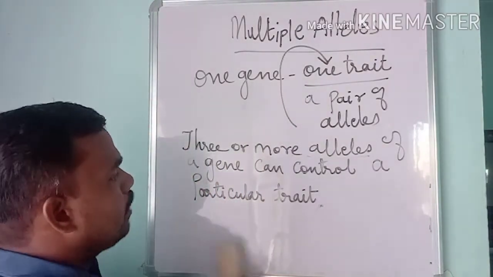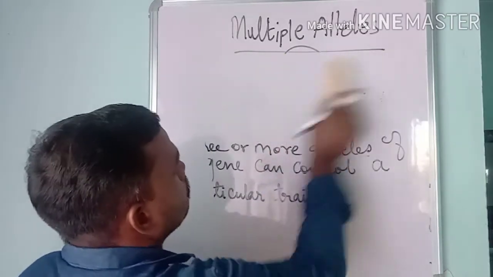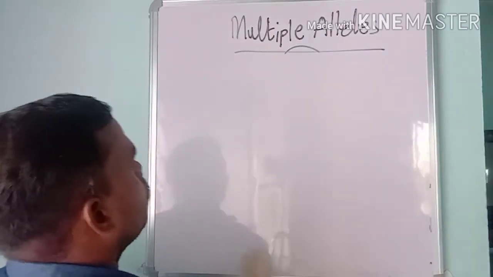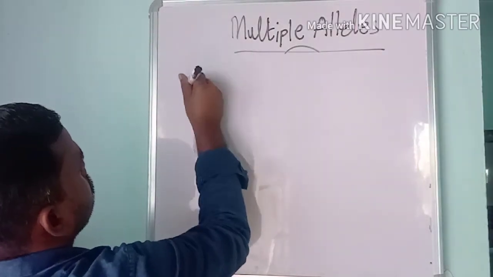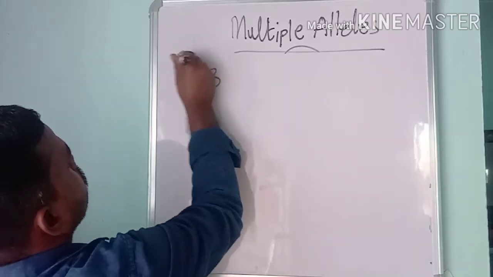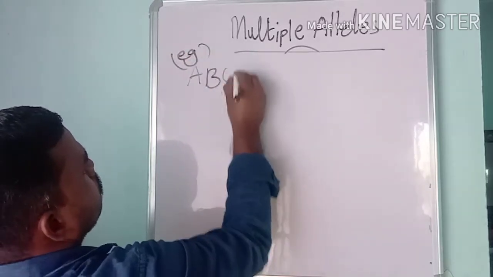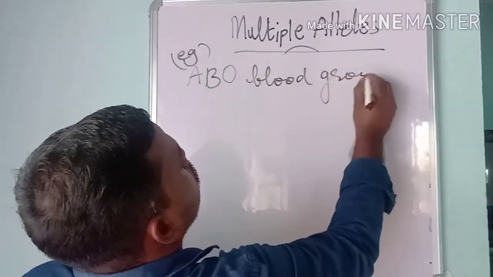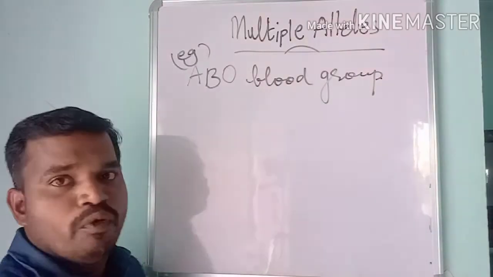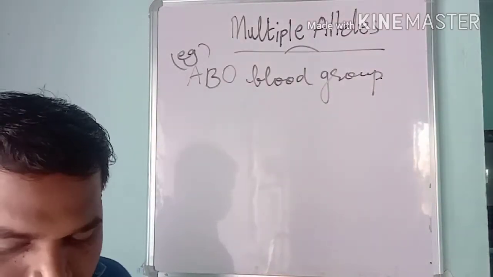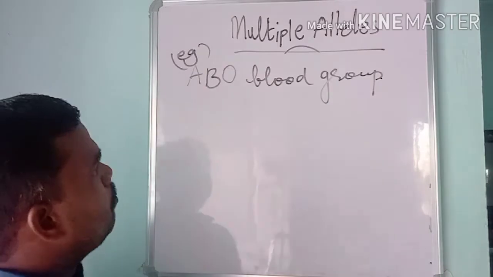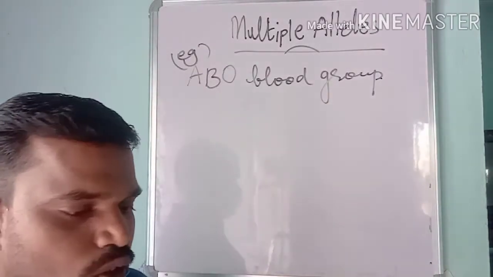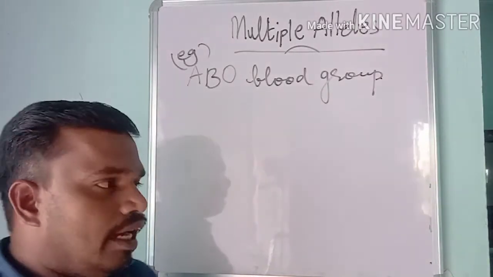Okay, what is the example for multiple allelism? The basic example is ABO blood groups in human beings. ABO blood groups, the best example. So how can we say ABO blood groups are the best example for multiple allelism?